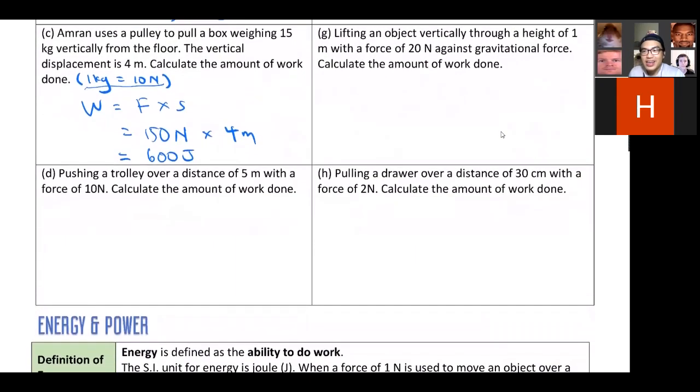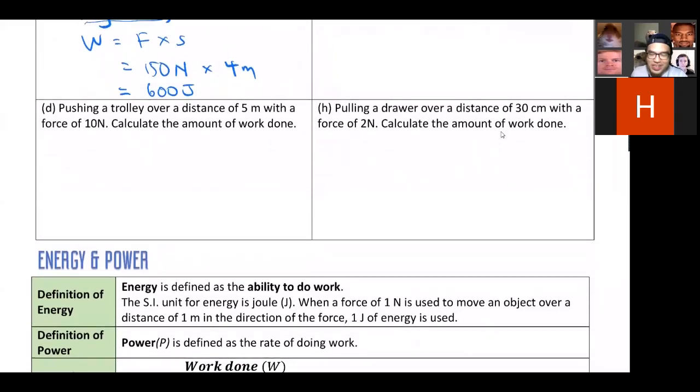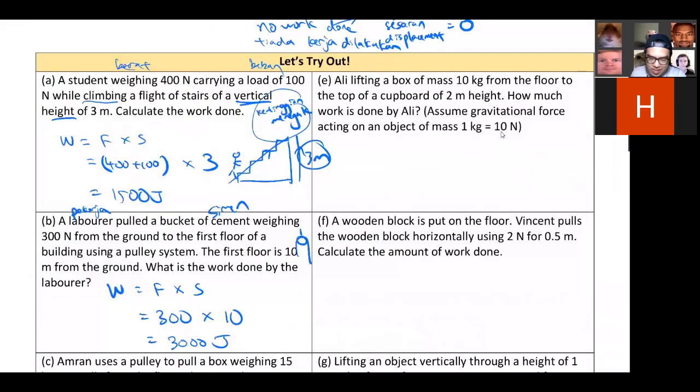So simple lah. This is like kindergarten stuff, primary school stuff. It's just more to the understanding. So, pushing a trolley, menolak trolley, over a distance of 5 meter. I push my trolley 5 meter with a force of 10 Newton. Calculate the amount of work done. Hitungkan kerja. Work done equals force times displacement. So force is 10, S is 5, so 50 joule. Senang, senang gila.